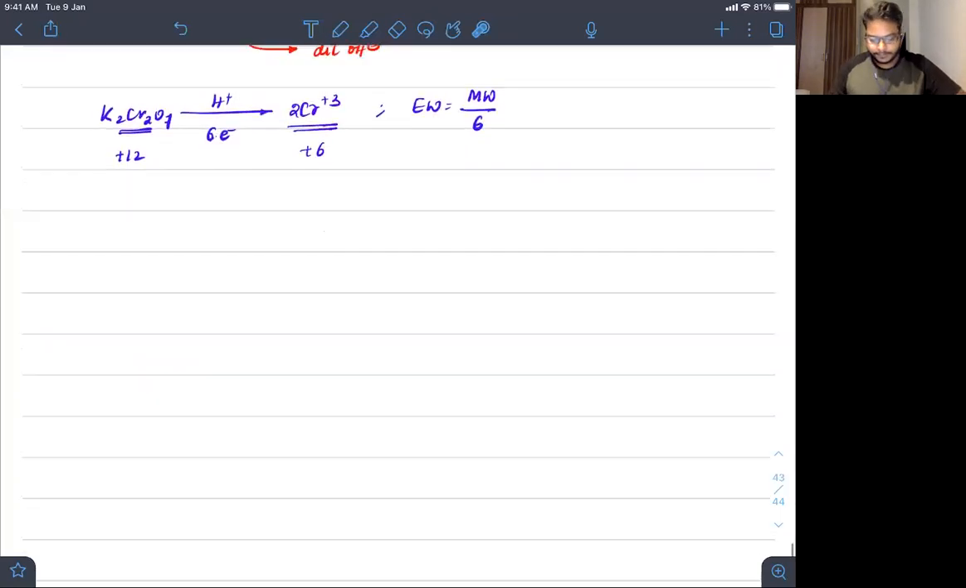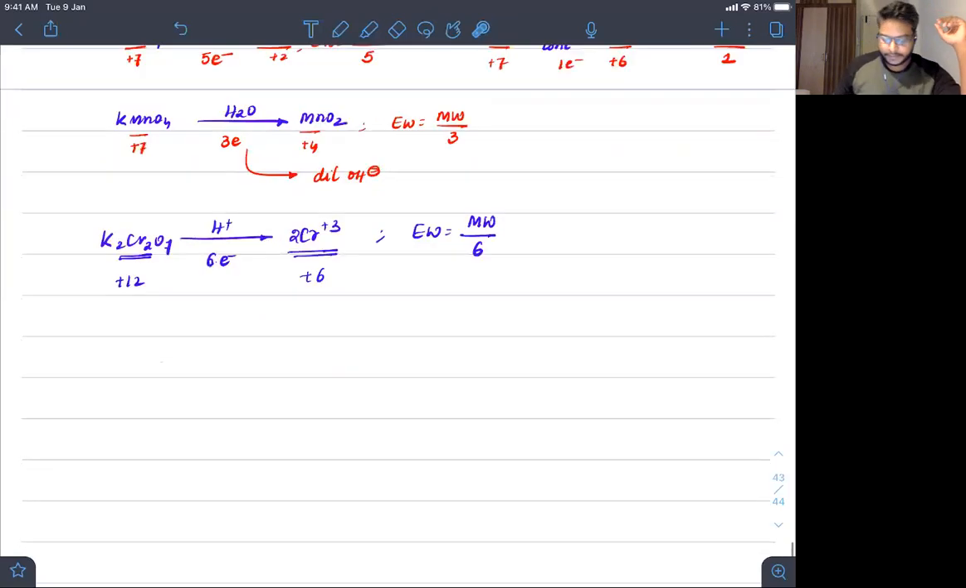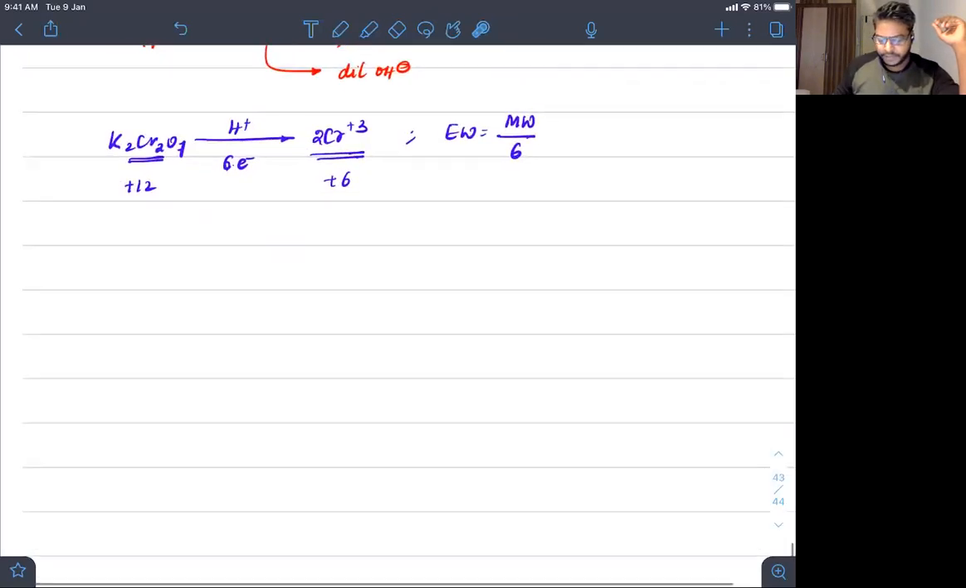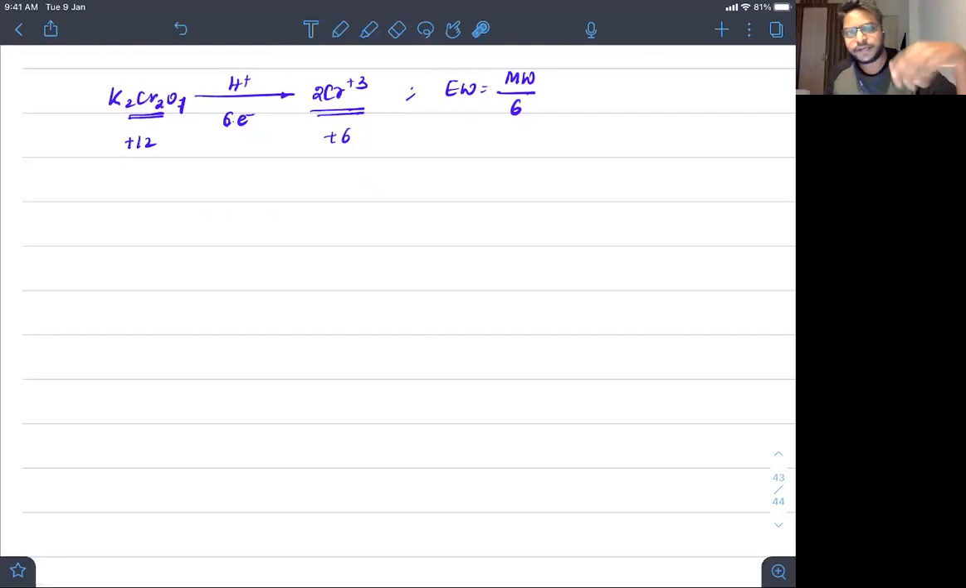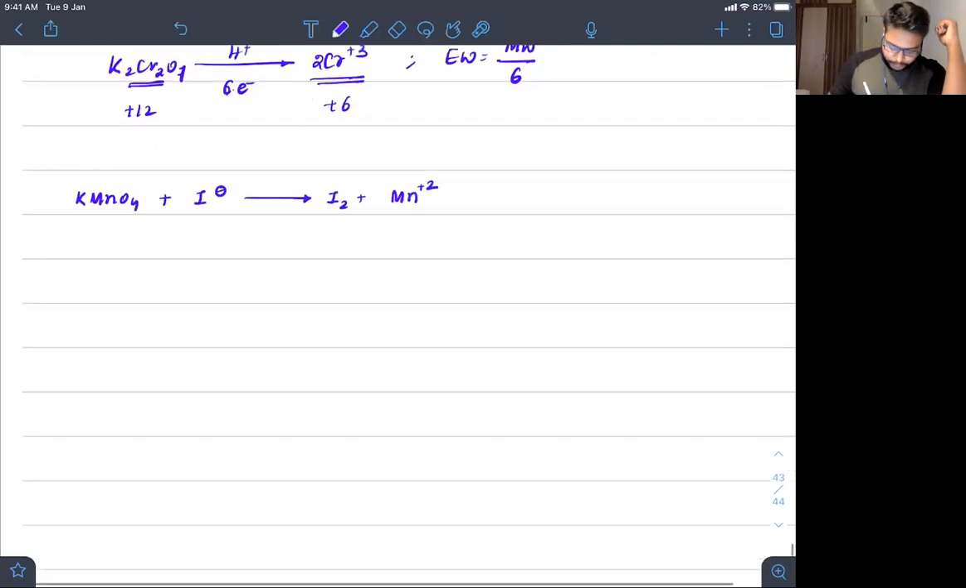Finished. Now look at it. So what we got is the equivalent weight in various cases. Now, our objective mostly is confined with the equivalent weights in redox reactions. So if you look at it, like we learned one redox reaction here, KMnO4 treating with I minus gives I2 plus Mn plus 2. This is what is happening. Now I want to find out the equivalent weight of KMnO4.